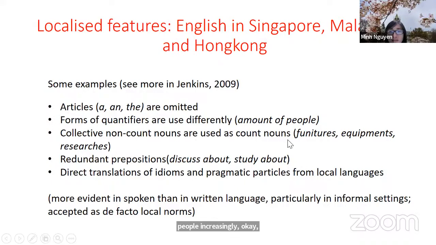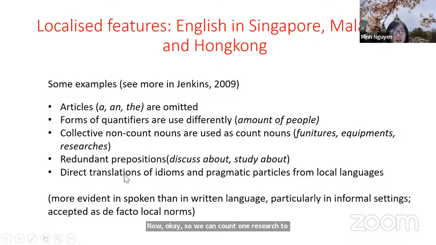Collective non-count nouns are used as count nouns. So for example, instead of saying furniture, people in Singapore, Malaysia, and Hong Kong tend to say furnitures, like plural, or equipments, or researches instead of research. Research is non-count in the inner circle varieties, but in those outer circle varieties, it is a count noun. So you can count one research, two researches.